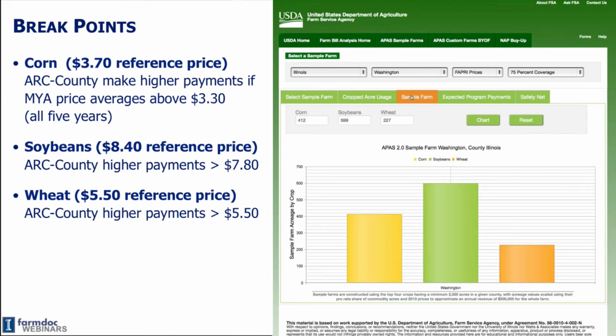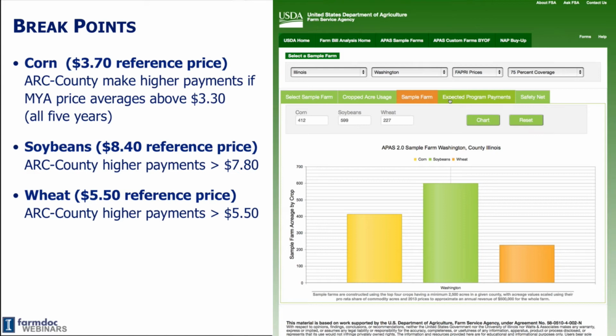What we're doing with this is you're not actually entering any farm data. What this does is take historic plantings and scale it up to a farm of about $500,000 revenue. So that's the size of farm we're talking about. Using that historic planting number for that county, it's just simulating a farm. And so those numbers at the top, the 412 for corn, the soybean and wheat numbers, those are run through the models using the price series you've selected up top, if they're the base acres for that crop. And that's where that expected program payment comes in.